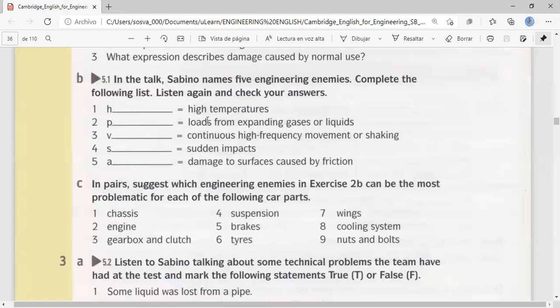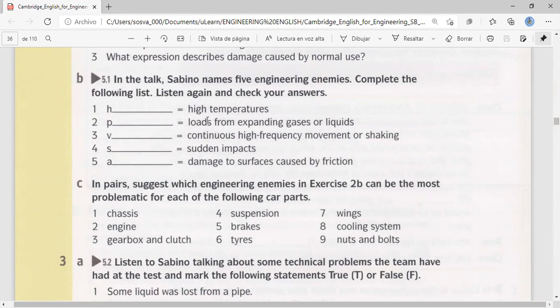Number 4, we talk about the suspension. Which one would be the most common enemy for the suspension? Vibration, shocks. And what about brakes? Brakes is common like abrasion, because of the friction.